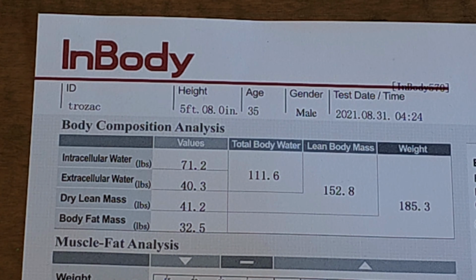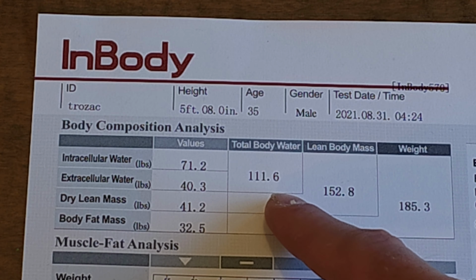So we'll see that total body water is pretty significant. For the average person, your total body water should be roughly 70 or 80% of your lean body mass. That's pretty typical. And then within water, there's going to be two additional breakdowns.